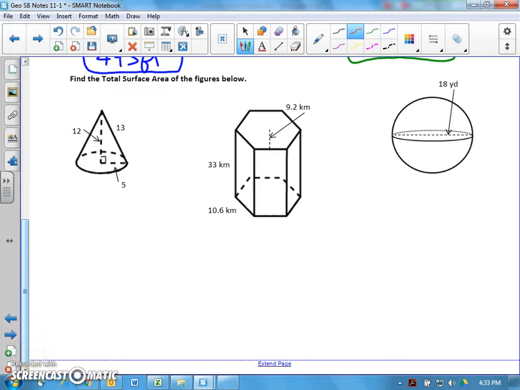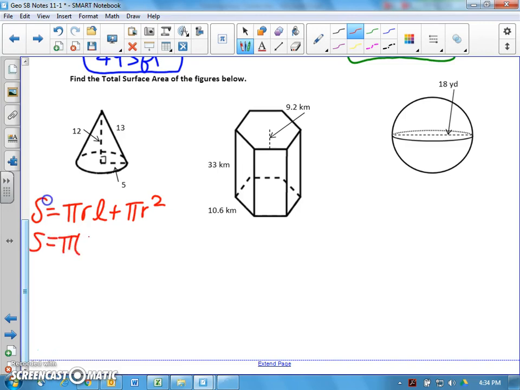Welcome to part 2. We're going to start with this first problem where they want us to find the total surface area of this cone. So we're going to look up our formula for the total surface area of a cone and see that it's S equals pi RL plus pi R squared. So we're going to substitute in what we know.